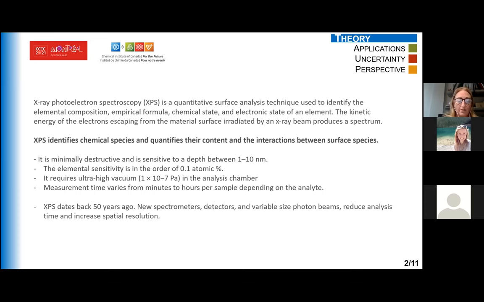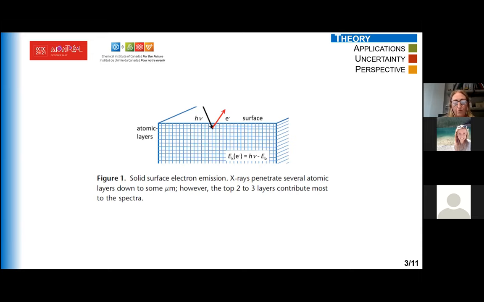Here, just to show you what is at the basis of this technique. So we have just a solid surface electron emission.